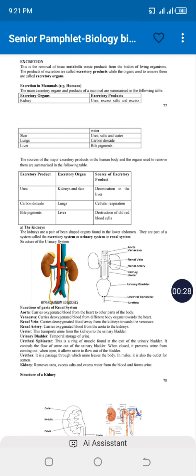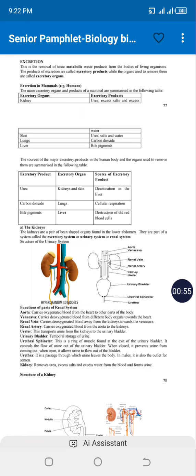So, excretion is defined as the removal of toxic metabolic waste products from the bodies of living organisms. What are these wastes? These wastes are like urine that are not needed inside your body. The products of excretion are called excretory products, while the organs used to remove them are called the excretory organs. So we have excretory products and excretory organs.